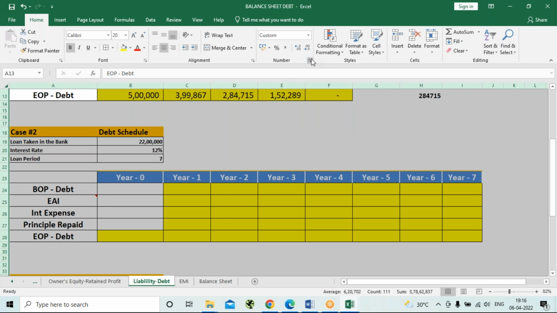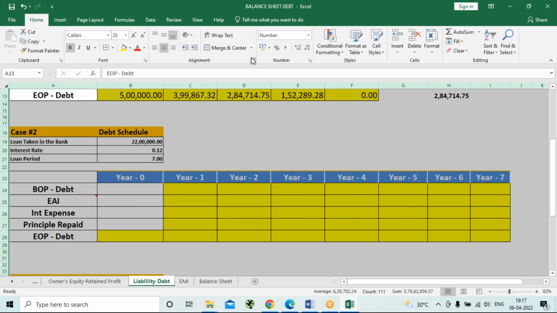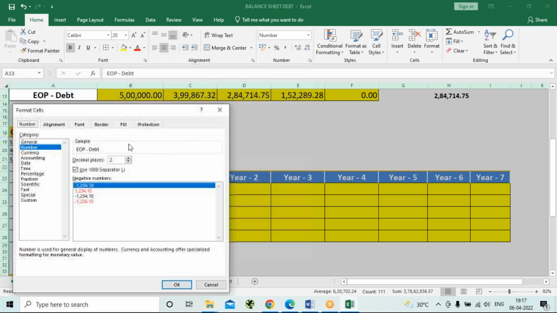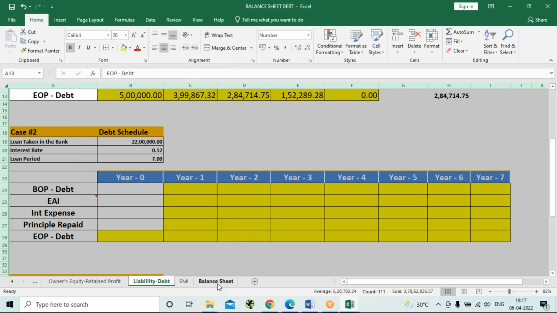Then you can go to this number format and select currency. If you select currency, you can get a list. Make sure here it shows the symbol as rupees. Click over here and you'll get a list. Suppose if you don't get only the rupee symbol, you can select Indian rupees, or English Indian rupees, anything related to rupee, and click on OK. Okay, sir. Thank you, sir. You're welcome.